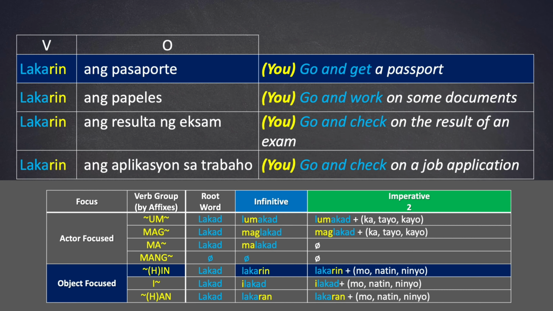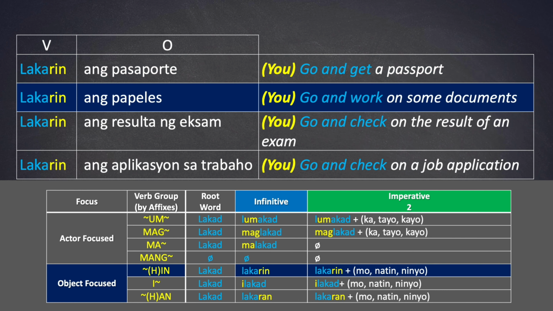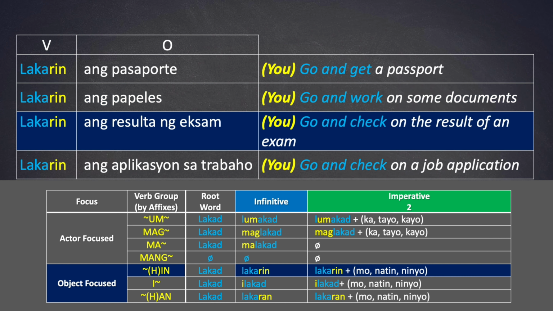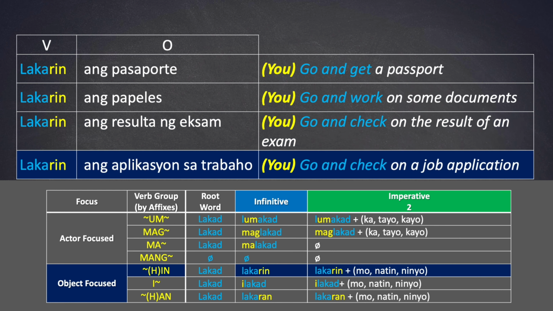Like for example, lakarin ang pasaporte. Go and get a passport. Lakarin ang papeles. Go and work on some document. Lakarin ang resulta ng exam. Go and check on the result of an exam. Lakarin ang aplikasyon sa trabaho. Go and check on the job application. I guess this verb is a holdover of how people in the olden days go about their business that really involves the physical act of walking.